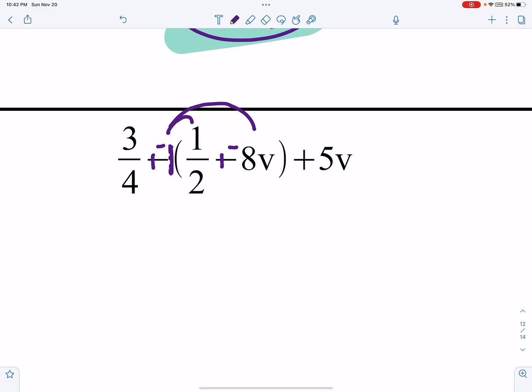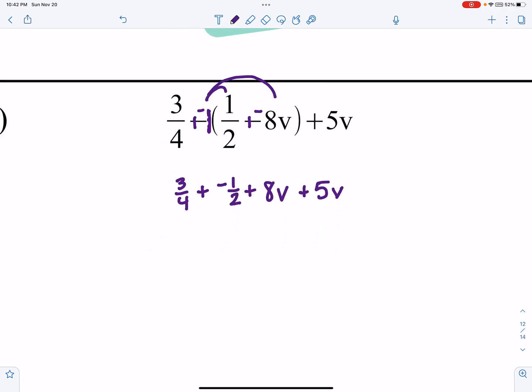I'm going to KFC the inside here to unsimplify that a little bit, or to uncomplicate that. So let's go ahead and look at this. We have a -1 times a 1/2. And that's just going to give us a -1/2 plus a -1 times a -8v actually gives me a positive 8v. I'm going to bring down my other terms here. And there we go. All right, so order of operations says that I'm going to do this addition from left to right. And so I have 3/4 plus a -1/2.